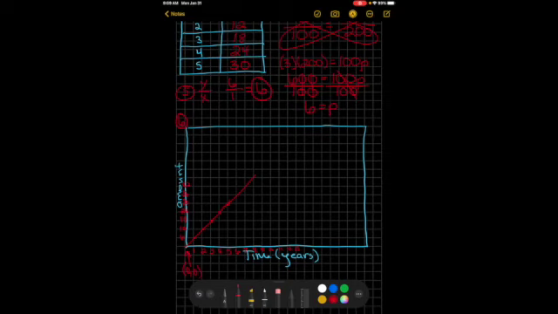We will continue to practice with different examples of how we calculate simple interest.